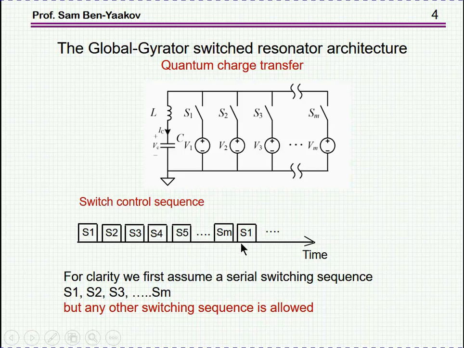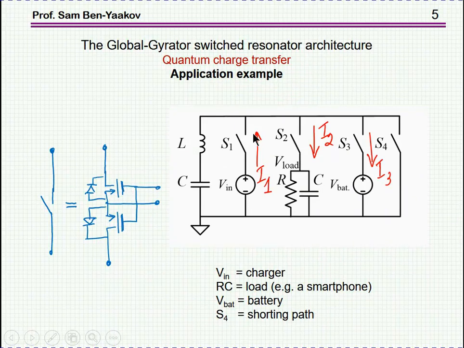However, it's not necessary. In fact, I'll show later on that you can get a different type of operation if you switch the ports in a different sequence. But let's start with the assumption that the connection here is sequential and going on and on. These switches will be implemented by MOSFETs, and it could be a bidirectional connection like shown here, or in some applications we can get by with one MOSFET or even a diode. But again, just for simplifying things at the beginning, let's assume that these are bidirectional switches.